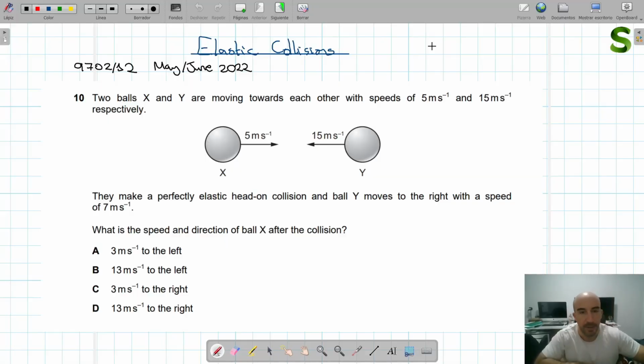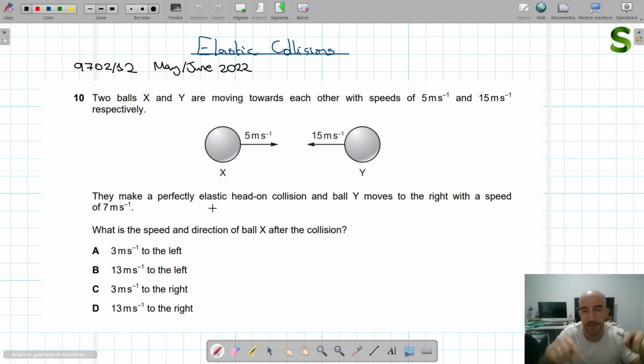So as promised, here are some exercises on elastic collisions. First one is 9702, paper 1-2, from May/June 2022. Two balls X and Y are moving towards each other with speeds 5 meters per second and 15 meters per second respectively. One is moving to the right, one is moving to the left. They make a perfectly elastic head-on collision.